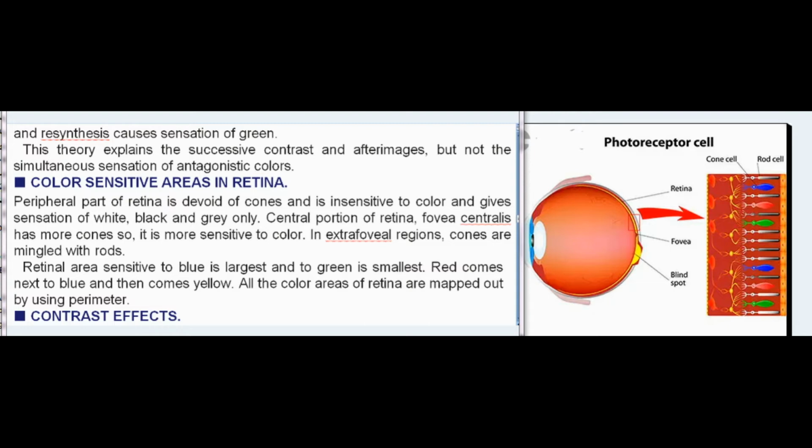Color-sensitive areas in the retina. The peripheral part of the retina is devoid of cones and is insensitive to color and gives the sensation of white, black, and gray only. The central portion of the retina, the fovea centralis, has more cones, so it is more sensitive to color. In extrafoveal regions, cones are mingled with rods. The retinal area sensitive to blue is largest and to green is smallest. Red comes next to blue and then comes yellow. All the color areas of the retina are mapped out by using a perimeter.